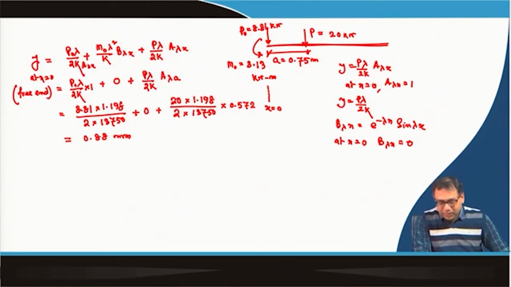So, when you put m0, do not put plus 3.13, because if the moment is clockwise, then it will be 3.13, but the moment is anti-clockwise. So, here you have to write minus 3.13, but in this case it is 0. So, you are not thinking about the value of m0, but if b lambda x is not 0, then remember that because it is minus, m0 is minus. So, you have to put the minus value.